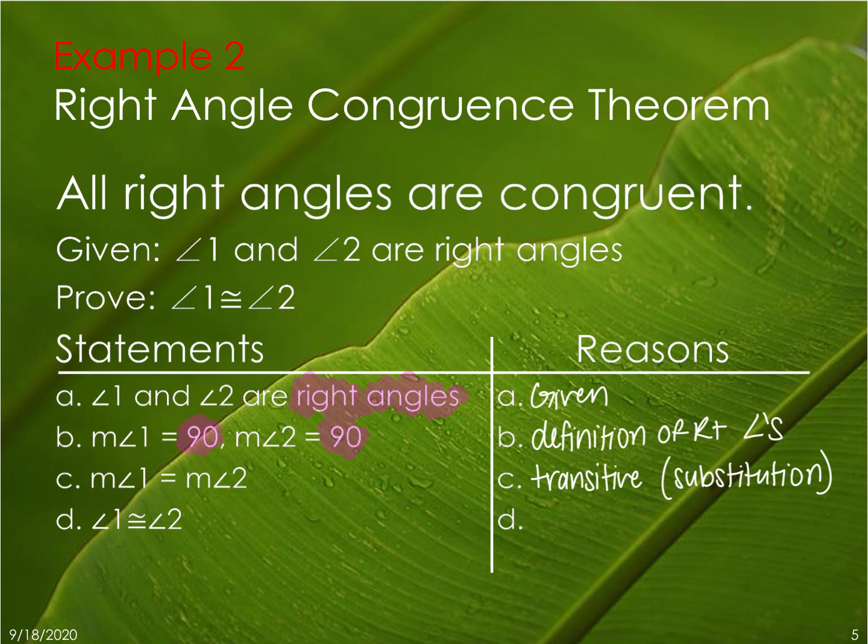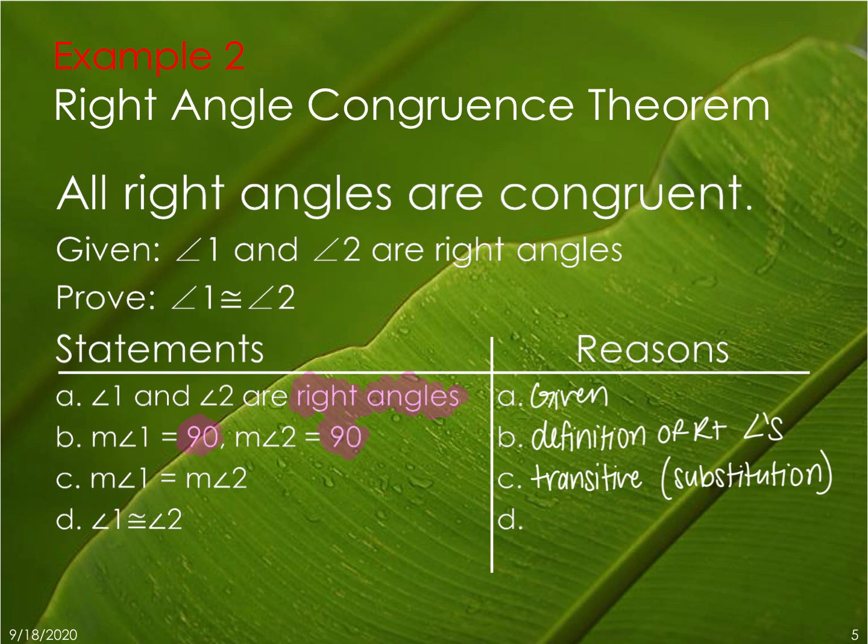Yes, substitution and transitive are different, but certain times you can use transitive and certain times you can only use substitution. But if you're looking at it, remember, what's substituting? Substituting is taking something and replacing it with something else that's equal, right? That's what I'm doing for this one. I'm taking out the 90 and substituting it for the measure of angle 2. Transitive is getting rid of the overlap.